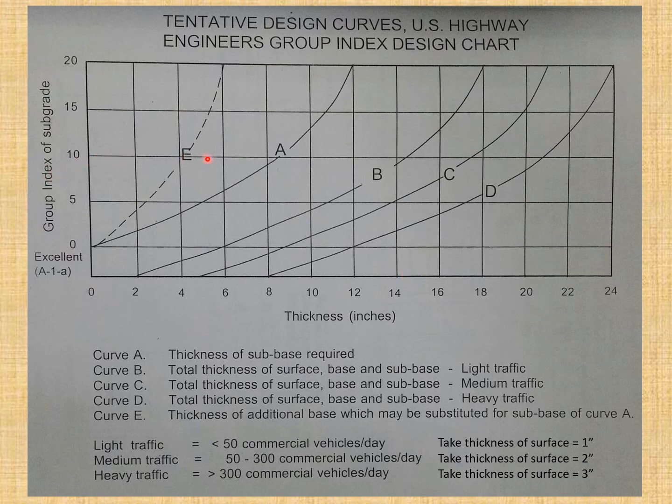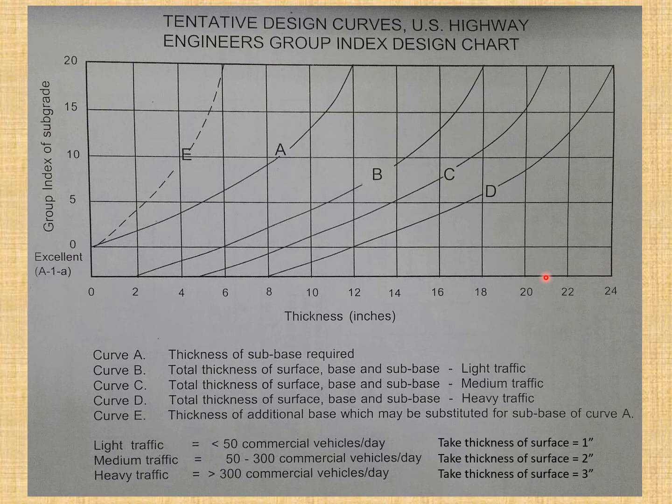Corresponding to group index 10, go up to curve C, and in this way you can get the total thickness of the pavement in the case of medium traffic. And considering the group index value of 10, now go up to curve D, and in this way you get this much thickness, corresponding to heavy traffic. So in this way you are able to consider case 1.